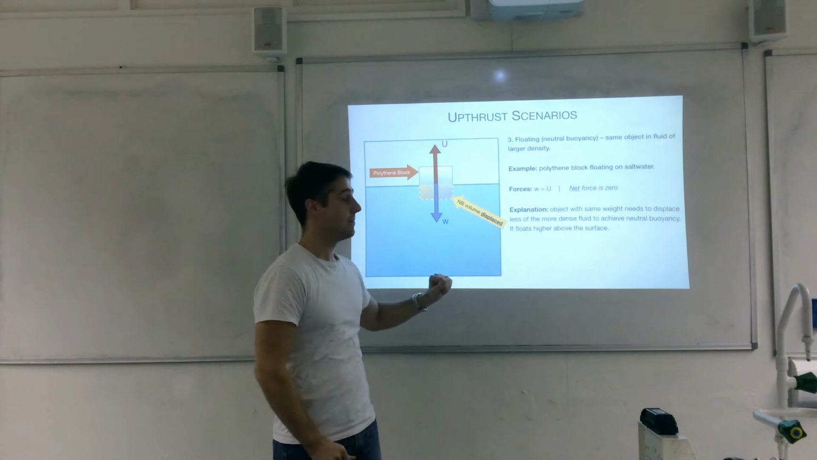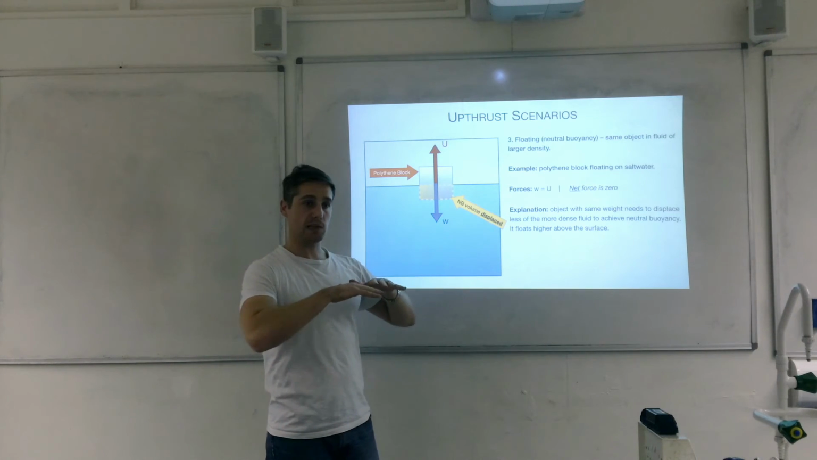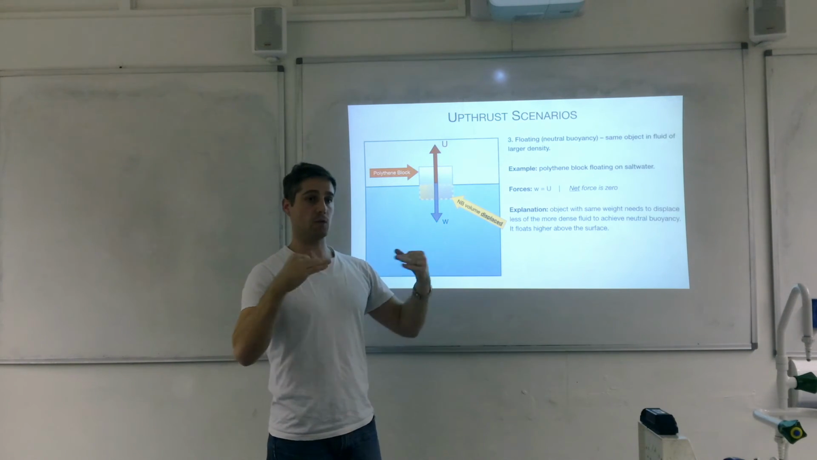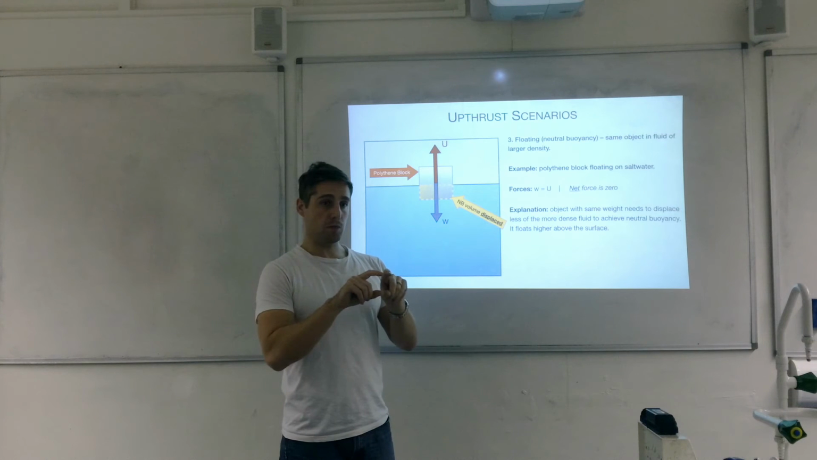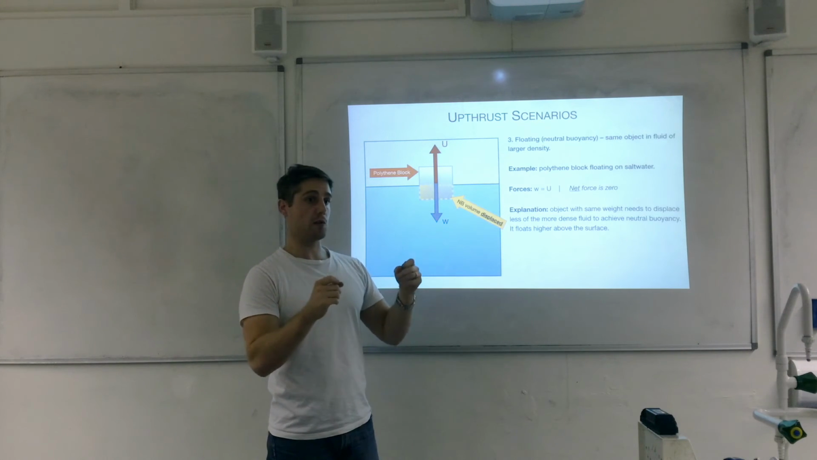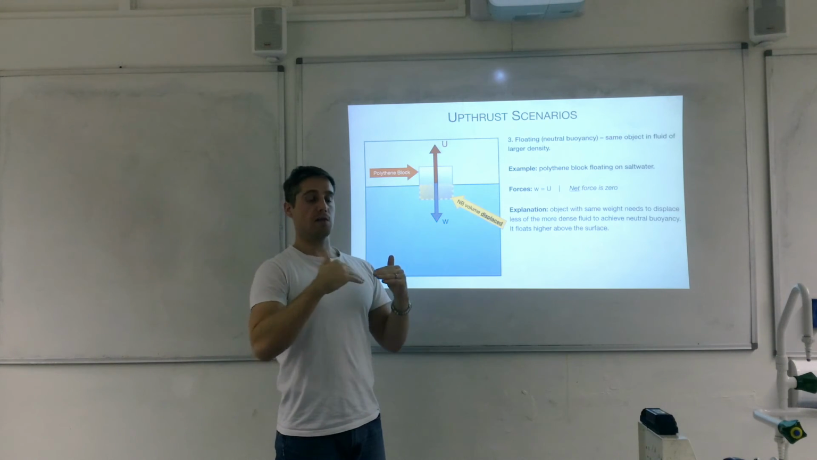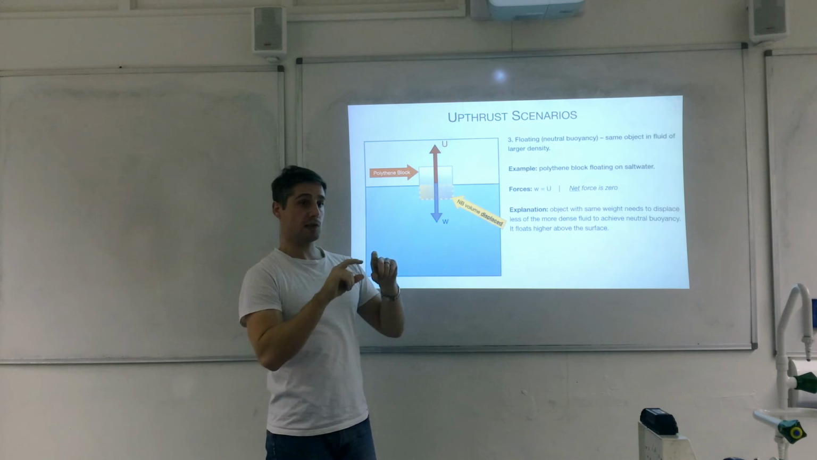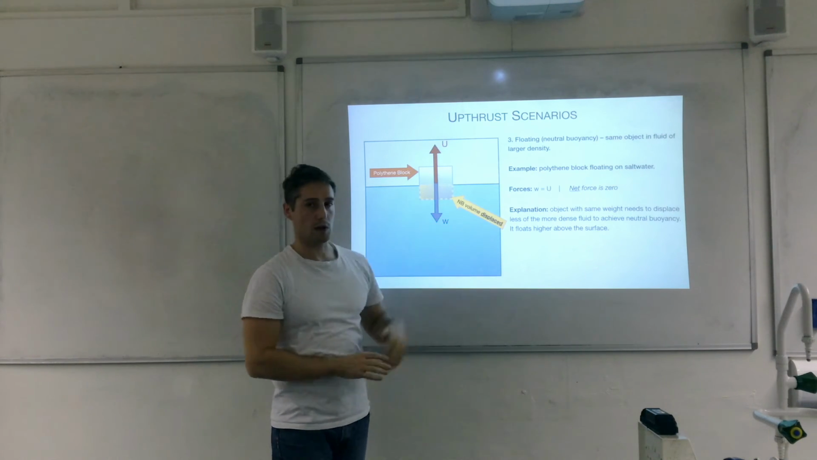So I'll say that again. The object has got the same weight, but the density of the surrounding fluid is now larger. So if you displace the same volume of it, the weight of the displaced fluid would be larger. So it doesn't need that much upthrust. It doesn't need a larger upthrust, it needs the same upthrust, so it displaces less volume of the fluid by floating higher above the surface.